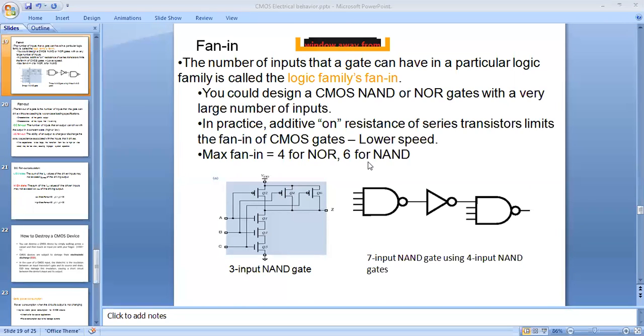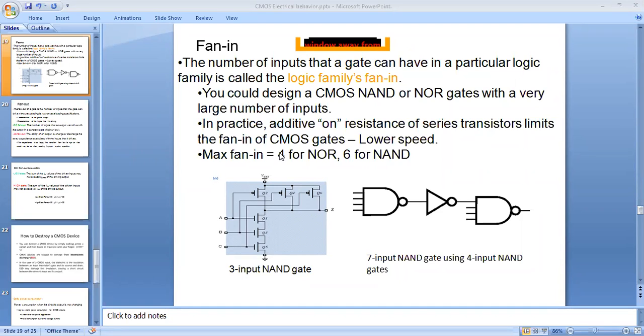I think you understand this point. So what is meant by fan in? Fan in is the number of inputs that the gate can have in a particular logic family. It is called the logic family's fan in. With the help of CMOS, you already designed NAND and NOR logic. So in practice, the additive on-resistance of series transistors limits the fan in.